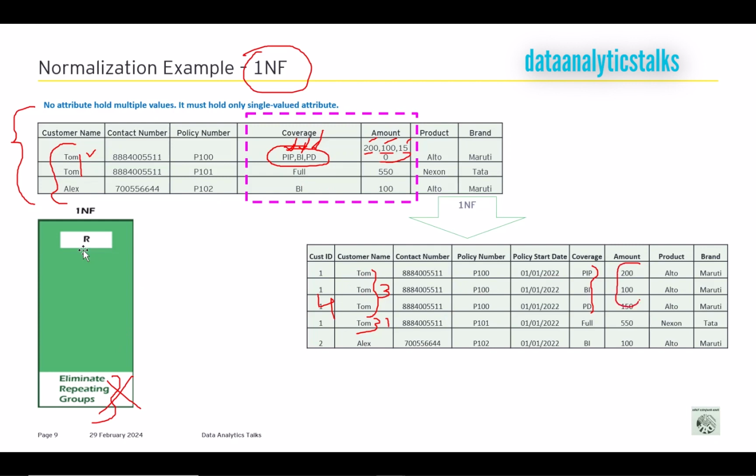So when a non-normalized table is converted to 1NF, we are removing the repeating groups and adding additional rows. The other information remains the same: P1, P100, P100, P100 and the date remain the same. What does not remain the same is the coverage and value. So this is how we do 1NF, first normal form. Got it?